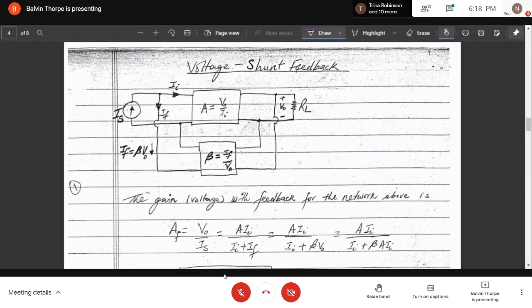And if you connect the output quantity of the feedback network in parallel with the input, or to the input quantity, then that becomes a voltage shunt. Shunt and parallel mean the same thing, all right? Yes, sir. Wonderful.